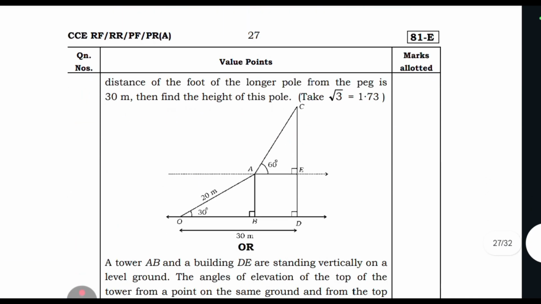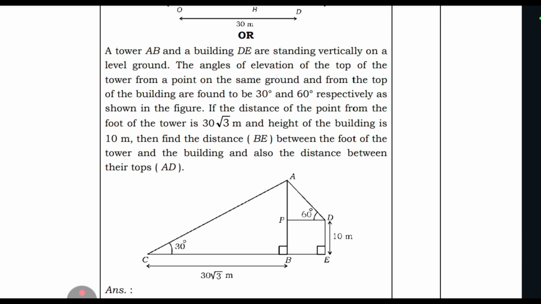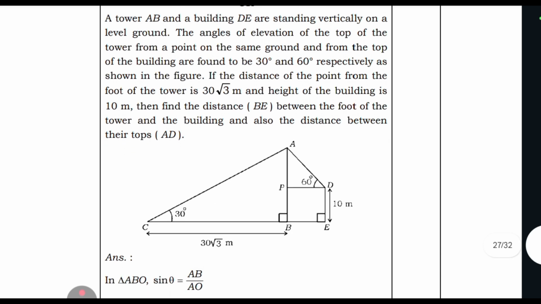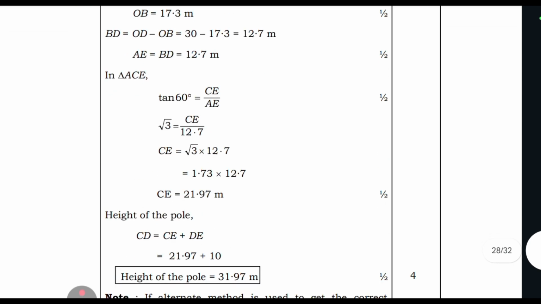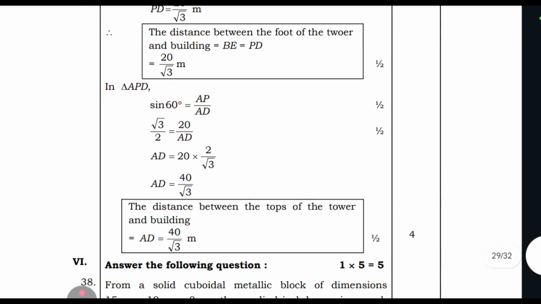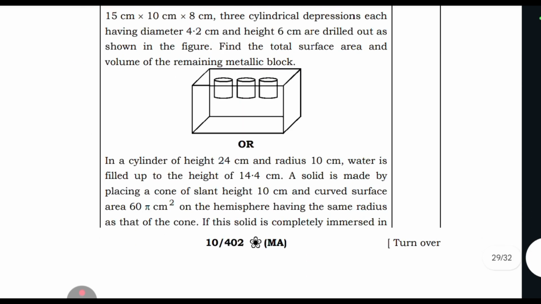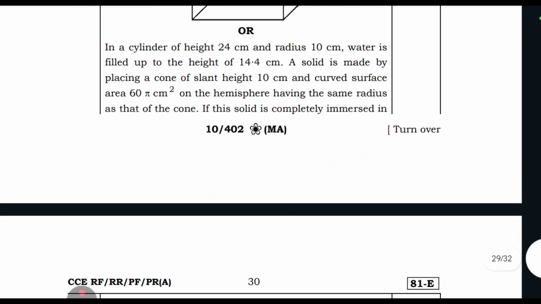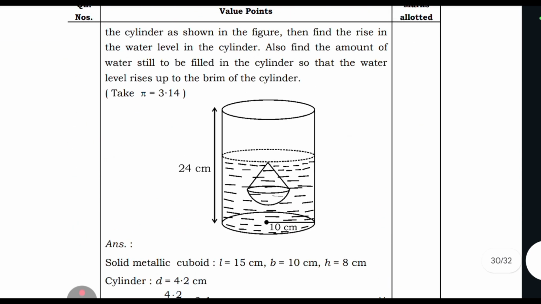This is from the trigonometry chapter. Sometimes they will give the diagram, but sometimes they will not. So just look at the solving steps and what marks they have given. And this is from surface area and volumes. This type of question they will ask, but sometimes they will give the options, and sometimes they will not give the options. So this is another question.